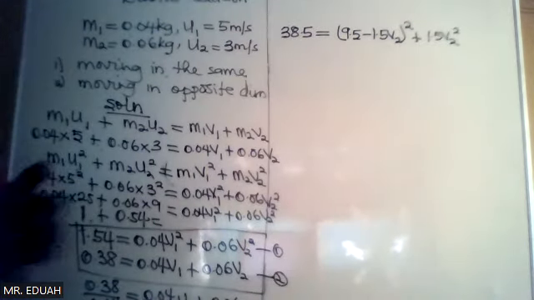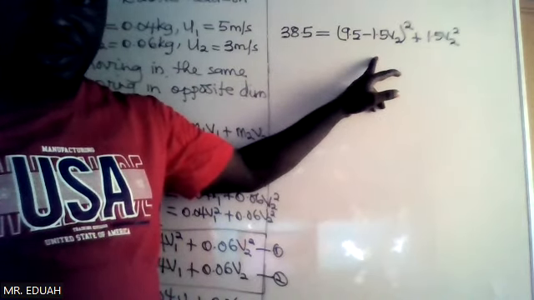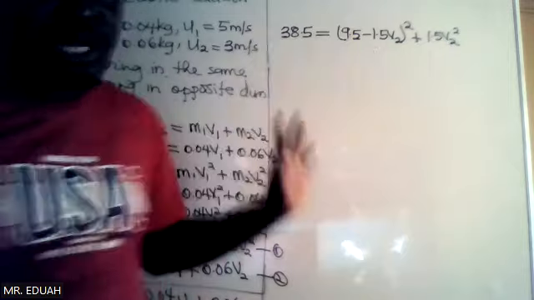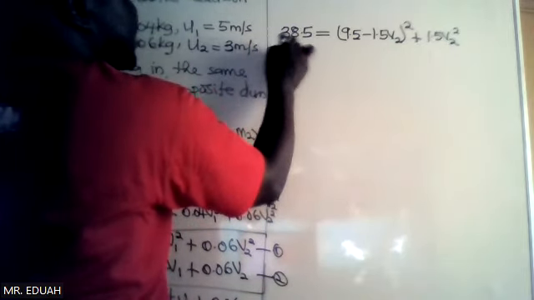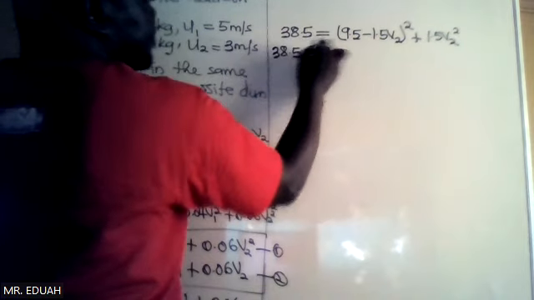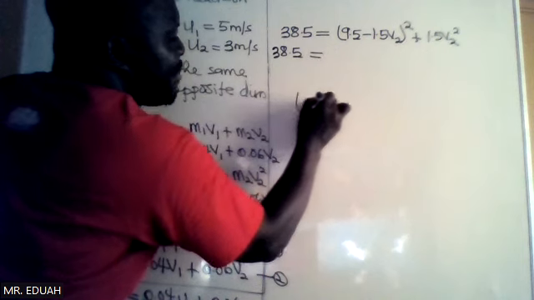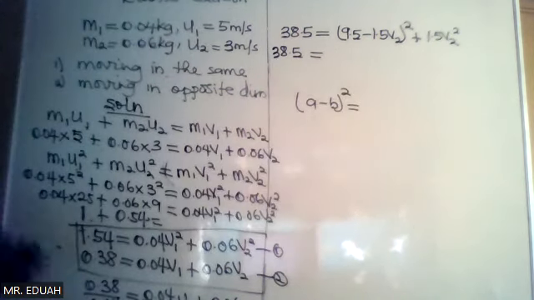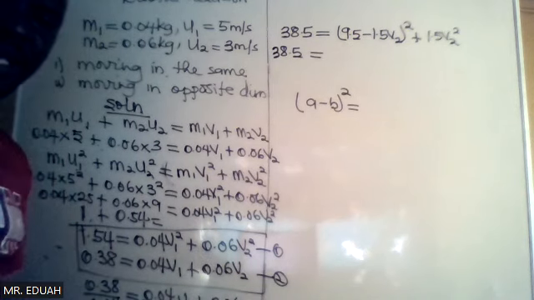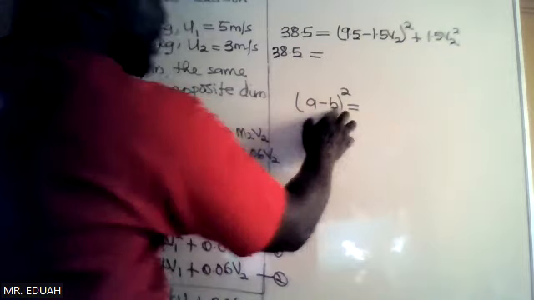You see, now I can expand this easily, because that's the only thing left. So let's expand what is within the brackets. Now, if I have A minus B, how do I expand A minus B squared?